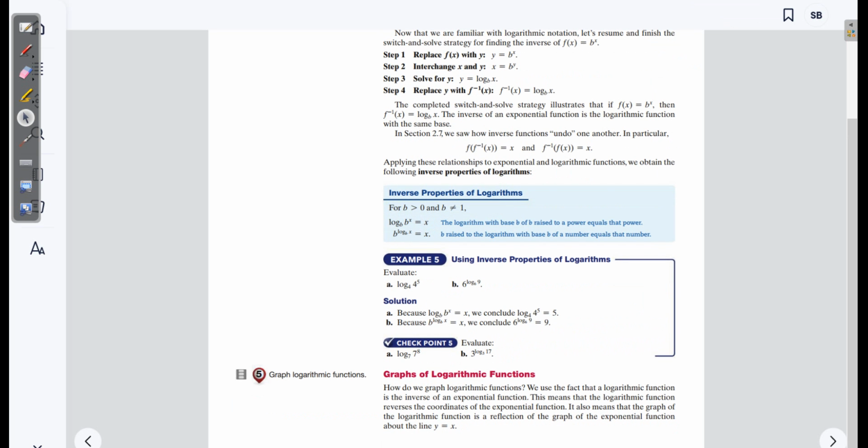Alrighty, so next up we're going to talk about the inverse properties, and I think we'll give them their own page. The inverse properties are in the same realm of what we just did. It does make sense. You're basically saying the same thing. Let's start with the definitions first. If we have b greater than 0 and b not equal to 1, then we know that log base b of b raised to the x power is equal to x, and we know that b raised to the log base b of x is equal to x.